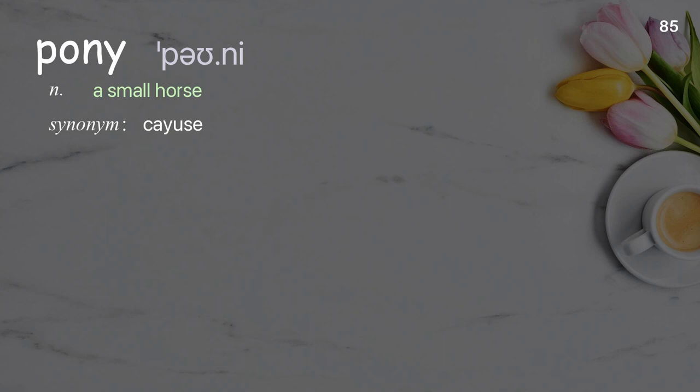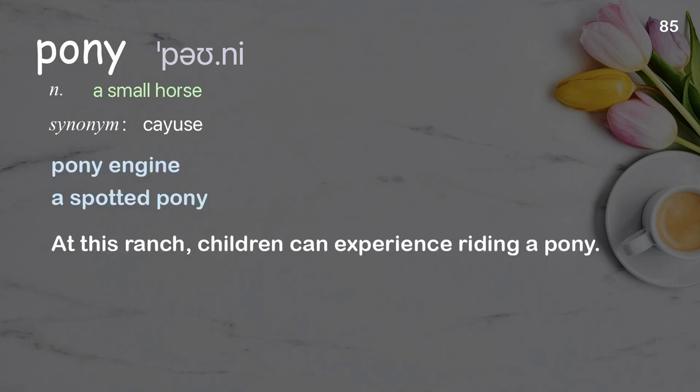Pony. A small horse. Examples. Pony engine. A spotted pony. At this ranch, children can experience riding a pony.